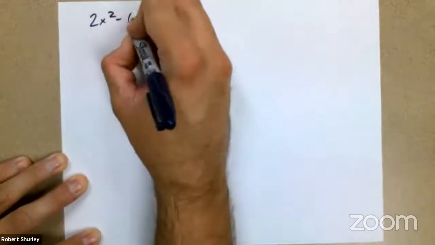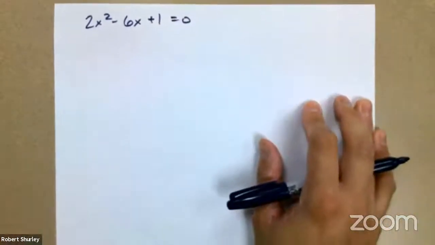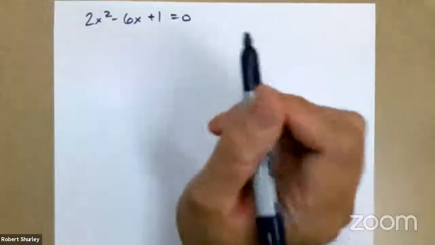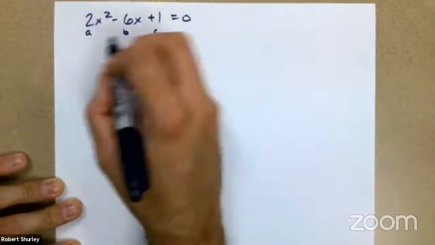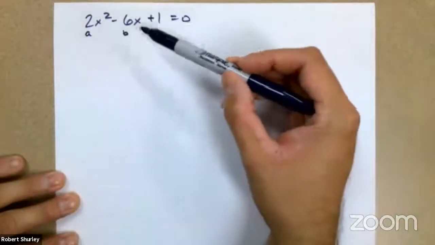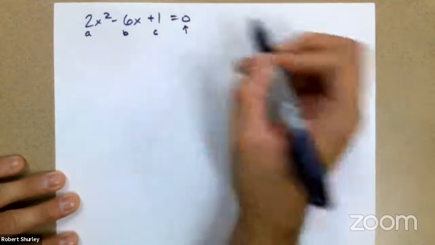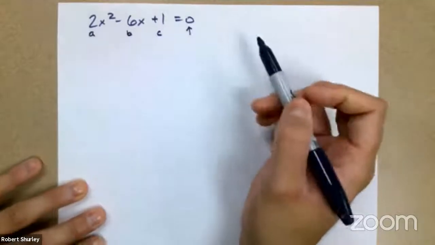Okay, so let's look at an equation where we could use the formula. Let me pick an example out of the book. Let's say we've got 2x squared minus 6x plus 1 equals 0. If you remember the formula, which I assume you do, this is A, this is B, this is C. It has to be in that standard form we talked about at the beginning of the lecture, ax squared plus bx plus c. You've got to have a 0 here. Then the A, B, and C go right into the formula.